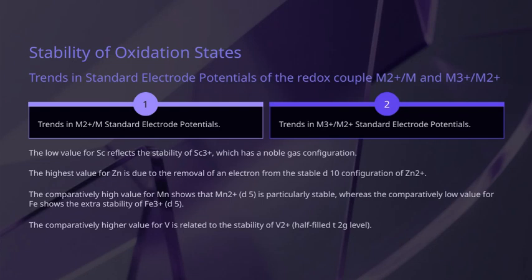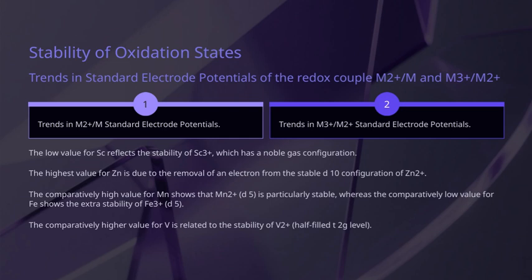Let's take a closer look at the trends in M3+/M2+ standard electrode potentials. The relatively higher value for vanadium, V, is interesting because it relates to the stability of the V2+ ion, which has a half-filled t2g level. This stability makes the V2+ state more favorable, reflected in the higher potential. Moving on to manganese, Mn. Its high potential indicates that Mn2+ with a d5 configuration is particularly stable. The d5 configuration is symmetric and half-filled, which lends extra stability to that oxidation state.